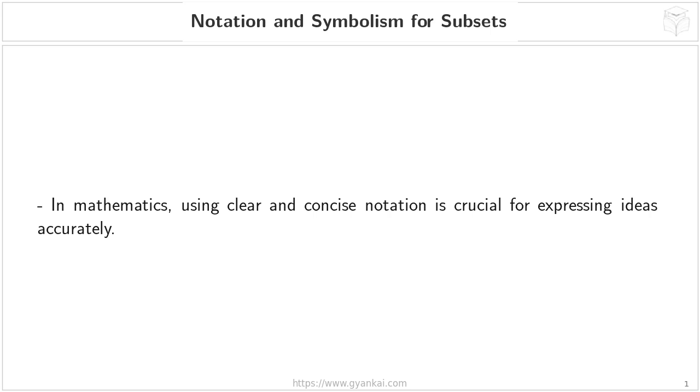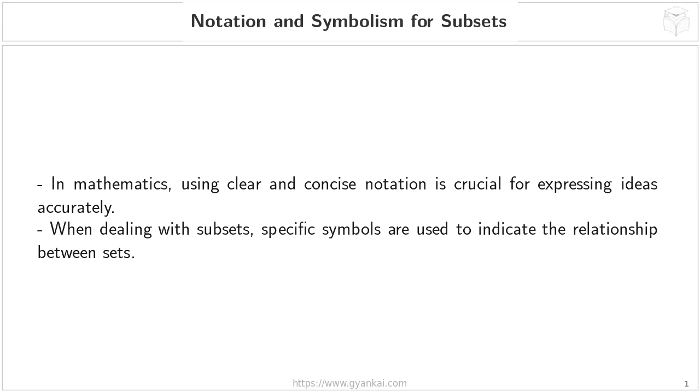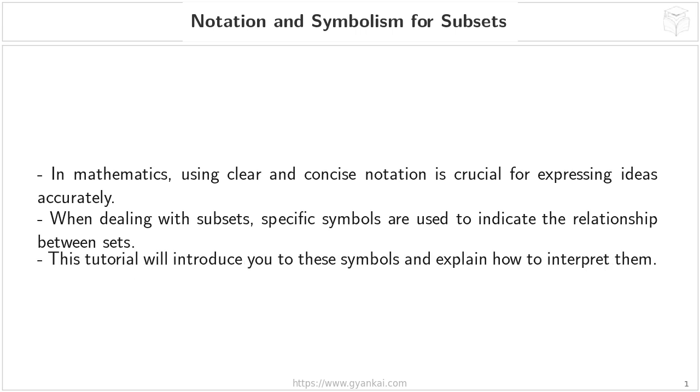In mathematics, using clear and concise notation is absolutely crucial for expressing ideas accurately. Think of it like a precise language. If we're sloppy with our notation, our ideas can become ambiguous or even incorrect. Now, when we start talking about subsets, which, remember, are sets contained within other sets, we use specific symbols to show those relationships. These symbols are a shorthand way of saying things like is contained in or is not contained in. This tutorial is designed to introduce you to those key symbols.